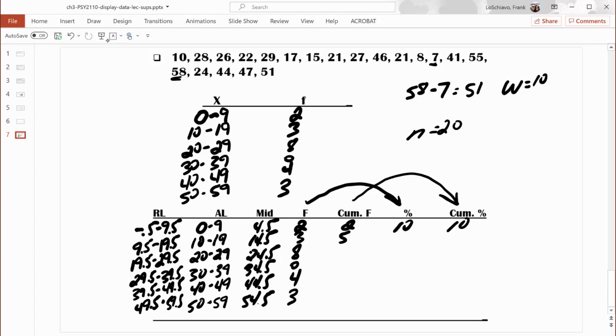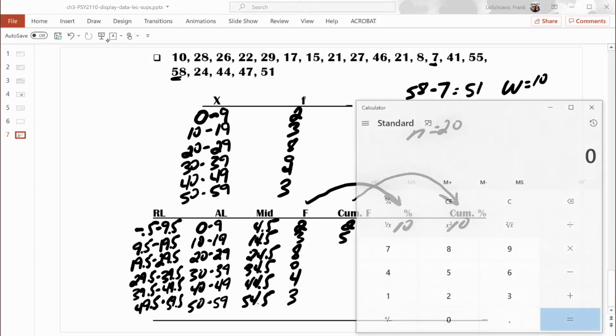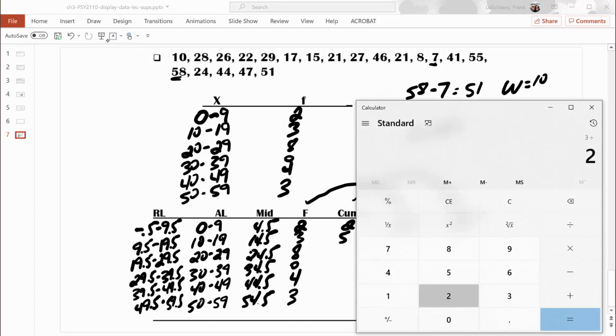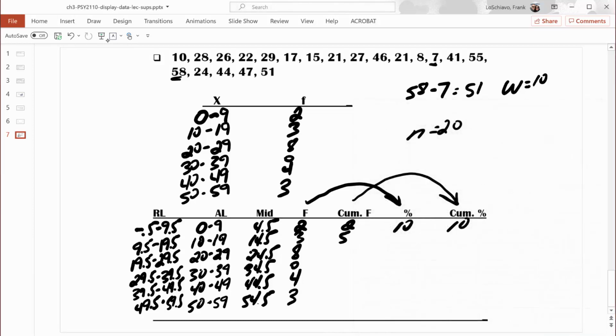So I need to figure out the percentage of people who scored between 10 and 19. There are 3 people who scored between 10 and 19. 3 divided by 20. 3 divided by 20 equals 15%. So right here we can enter 15%.